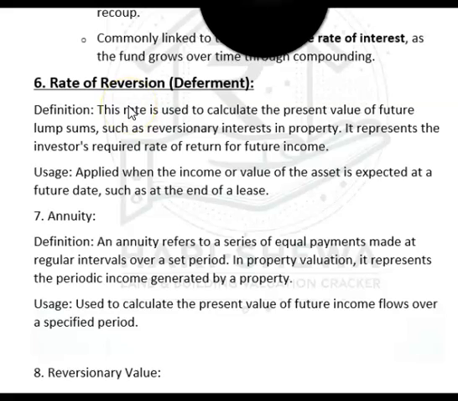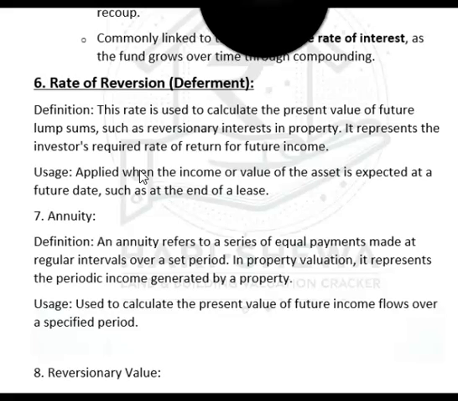Now next, rate of reversion, also called deferment. The rate is used to calculate the present value of a future lump sum, such as reversionary interest in property. It represents the investor's required rate of return for future income. Applied when the income or value of the asset is expected at a future date, such as at the end of the lease. That is called the rate of reversion.